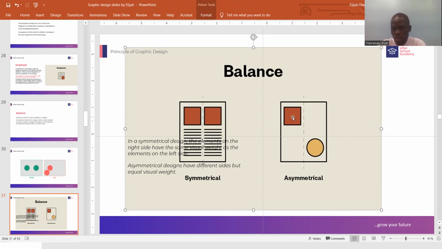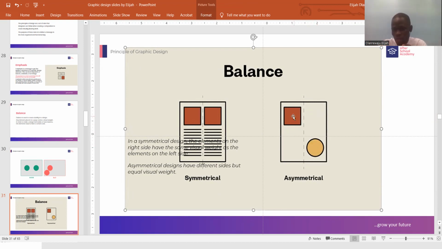Because you can look at this one that it's only brown. We have a brown square, and we're having what? A yellow box here, right? A yellow circle, right? But you can see that they are balanced, right? When you look up, you see the one, you look down, you see this one.